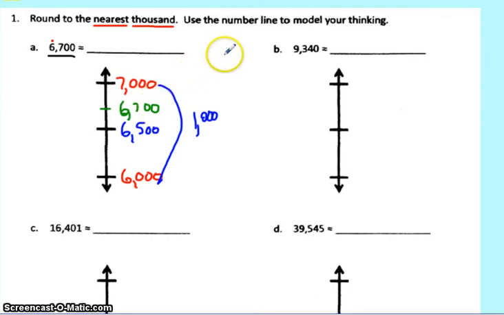Now again, we're trying to round to the nearest thousand. So is this number closer to 6,000 or 7,000? Well, we can see it's this far away from 7,000, but it's this far away from 6,000. So this is closer to 7,000. So 6,700 rounded is closer to 7,000. All right, so let's take a look at another one. Let's go to a harder one.